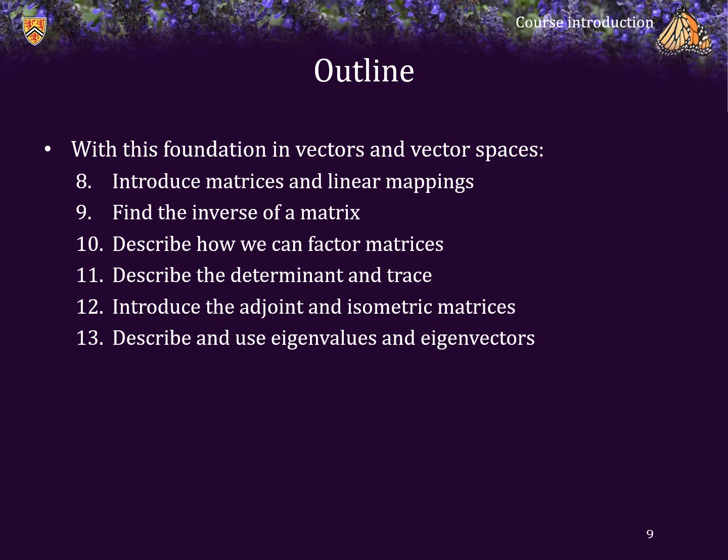We will then describe something called the determinant and the trace, and then introduce the adjoint of a matrix and isometric matrices. Finally, we will conclude the course by the most important concept in this course, and that is eigenvalues and eigenvectors. Basically, these are the tools that we will use to describe matrices succinctly. That is, eigenvalues and eigenvectors will tell you how matrices work.